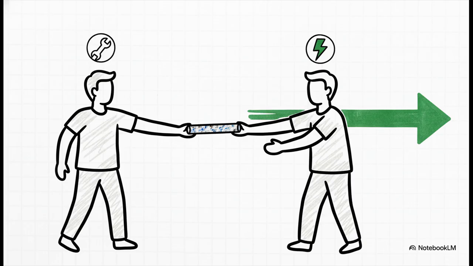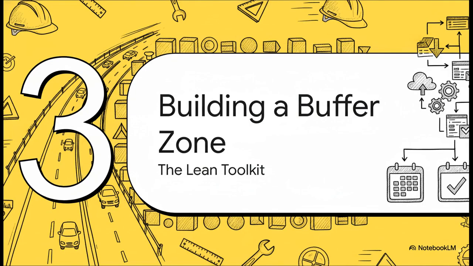No clashes, no waiting. This smooth, uninterrupted progress, that's what we call flow, and it's the ultimate goal of the entire system. Okay, so we know some disruption is pretty much inevitable, right? So how do we protect the project from just grinding to a halt every time something goes wrong? Well, you can't eliminate all the variation, but you can plan for it.